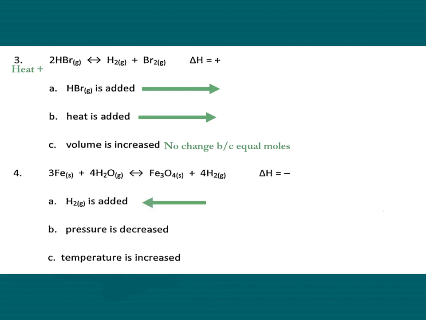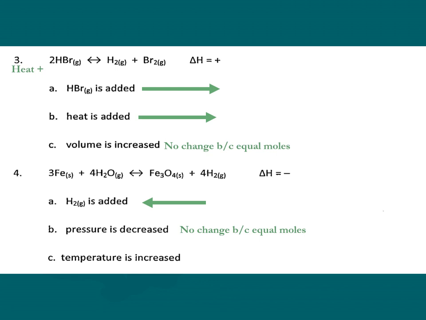What if pressure is decreased? Again, pressure, we're looking at the moles. Now remember, it's only the moles of gas. On my reactant side, iron's a solid, so we can just ignore that. I've got 4 moles of water vapor. On the product side, the iron oxide is a solid. We're going to ignore that, and you'll notice I also have 4 moles of hydrogen gas. So again, there's no change because there's an equal number of moles.